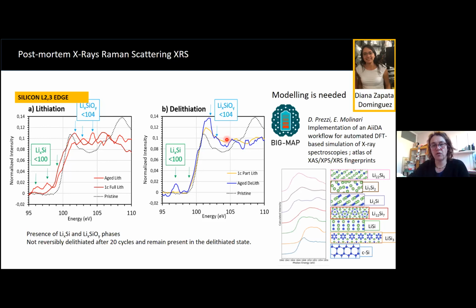And this is a collaboration we have within the BIG-MAP with the groups of our colleagues from Roma, where they are currently developing DFT simulations to establish an atlas of fingerprints for spectroscopic techniques, including XRS. And so the goal is basically to use our data to refine the models, validate the models, and also be able to treat quantitatively our data using the reference simulations that our colleagues are developing for all the different lithiated phases of silicon, as you can see here.